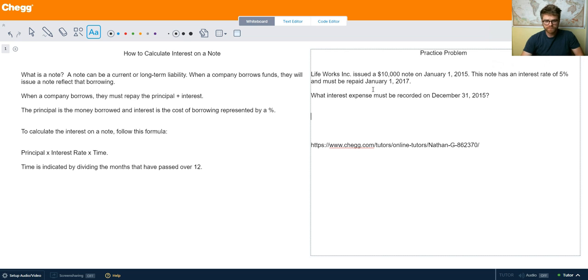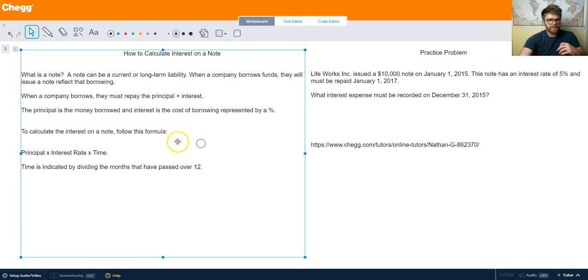Now, notes can be current or long-term, so you can pay it back within 1 year or over 1 year. Now, to calculate interest on a note, here's a little formula here on the left side. Principal, which is the original amount of money that you borrowed, times your interest rate times time. Now, time is usually represented over 12 months because the interest rate is annual. 12 months is 1 year.